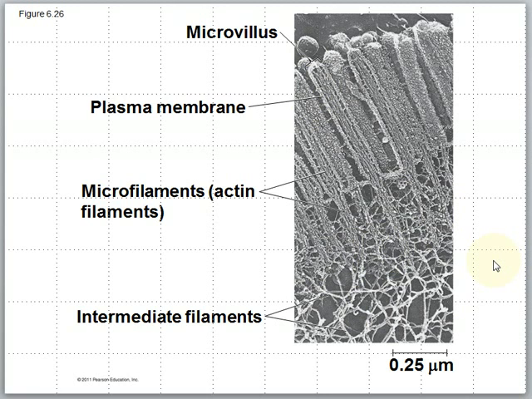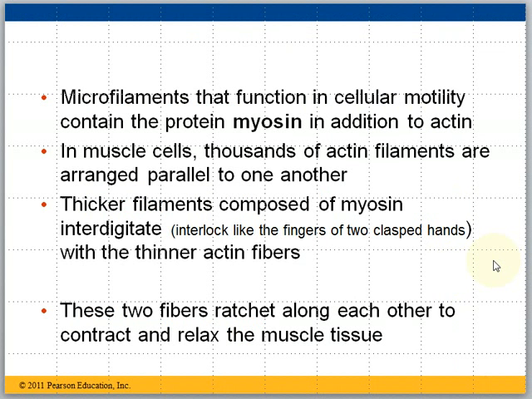The microfilament fibers that work for motion and movement work together with another type of protein called myosin. And you've probably heard of these two, actin and myosin, especially having to do with muscles and muscle cells. In the muscle cells, what you have is thousands of these actin filaments that are arranged parallel to one another. And interspersed with these actin filaments are these larger, thicker filaments of this protein called myosin. And the book says the thicker filaments interdigitate within the thinner actin fibers.